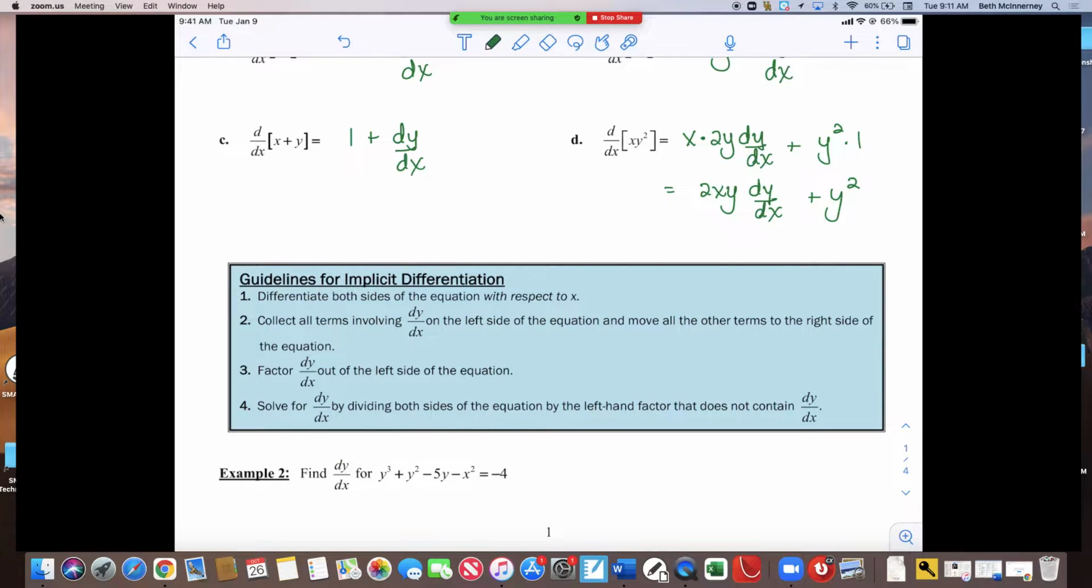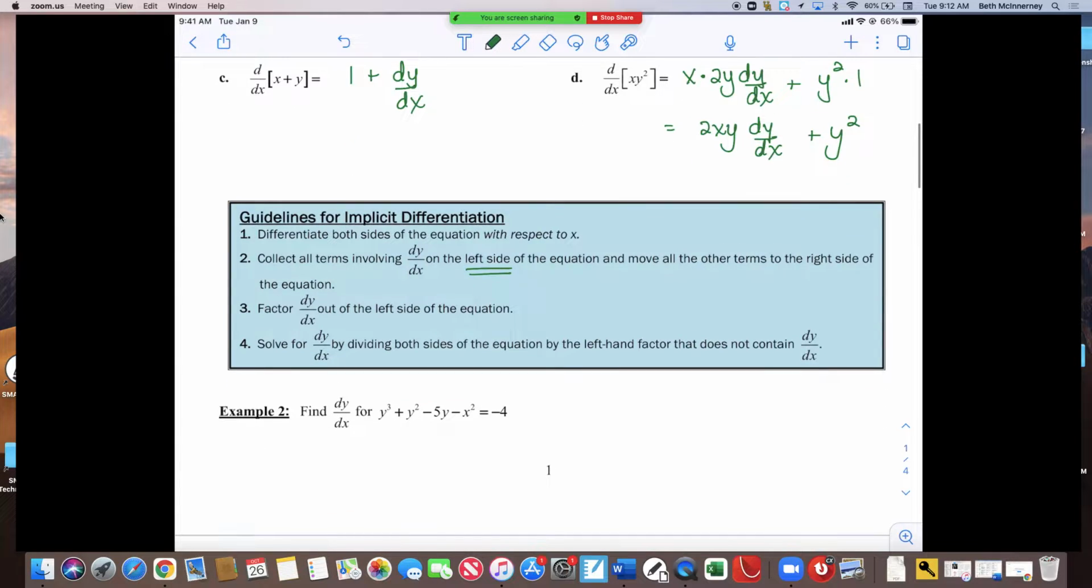So here are your guidelines. You're going to differentiate both sides of the equation with respect to x, collect all the terms that have dy dx, and move them to the left side. This is the typical way the multiple choice question answers go, because you technically could move them to the right, but then you have to do some extra manipulation to get it to look like their answers. You move all the other terms to the right side of the equation. Factor out dy dx, and then solve for it by dividing any remaining factors.